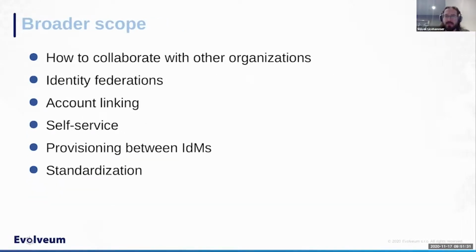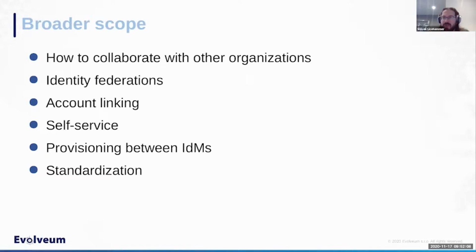But I will be talking today mostly about identity management, but it's good to put it in the broader scope as well. Because on a broader scope, we need to learn how to collaborate with other organizations. And we have some tools for it, like identity federations. But it's not just about the tools, it's about figuring out how to do it on a technical level, how to have processes, how to make it usable for users. And we have to do account linking for sure, because with identity federation, there are more accounts to come and more accounts to deal with.